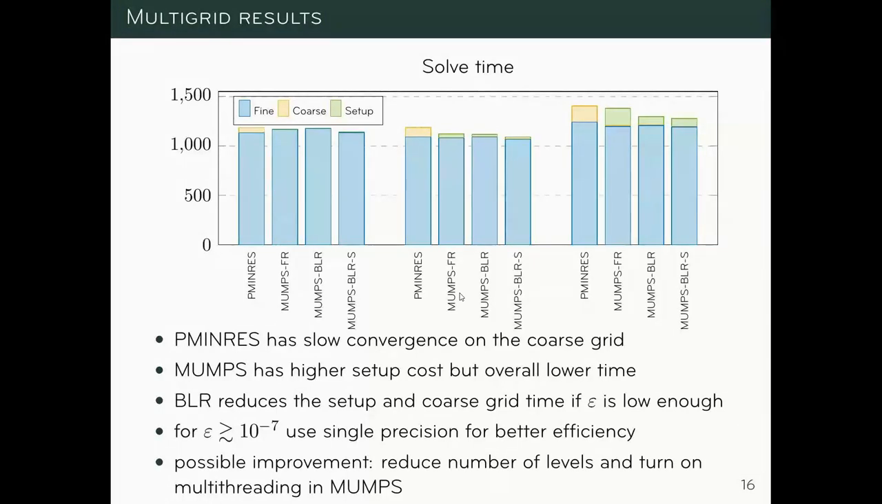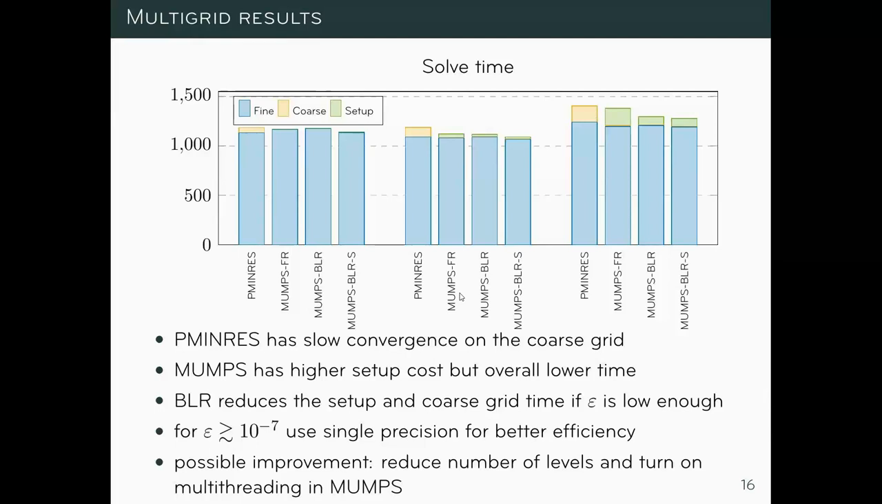So the first bar is related to the case where we use PMINRES on the coarse level. The blue part shows the execution time, the time spent on the fine grids, so that means levels from 1 to 5. And the yellow part shows the time spent on the coarse level, so this is level 6. And as you can see, we spent quite a considerable fraction of the total execution time on the coarse level, and this is because this is a numerically difficult problem, and therefore PMINRES has a hard time achieving a sufficiently accurate solution. So we want to reduce this time here.